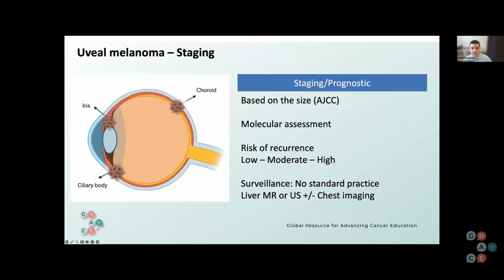And how is surveillance done? Overall, there is no standard of care practice. However, what we do have in mind, and the patient needs to have in mind, is that he needs to undergo some sort of imaging moving forward. Our practice here in Toronto, in Canada, is that we do liver MRIs for these patients, and also some sort of chest imaging, and this can vary a bit according to the risk of recurrence once this patient is prognosticated based on the size, or based also on the size plus molecular assessment.